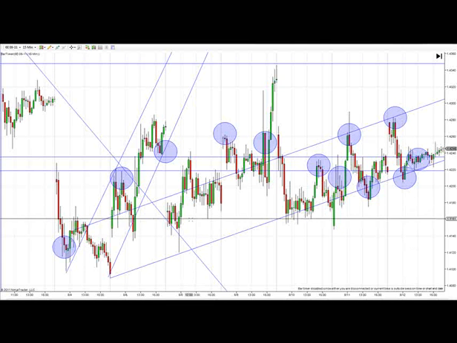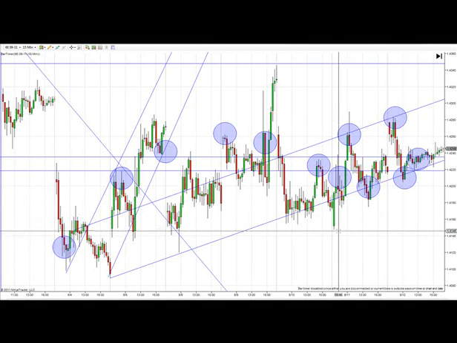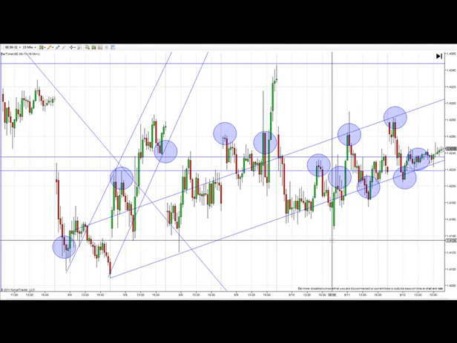So we have a very consolidated range right here, easy to draw our trend line, support, resistance, and what we'll be looking for is a breakout next week. Will the breakout be up or down? I don't know. We're going to look for indications of that. This is an ascending triangle, though.